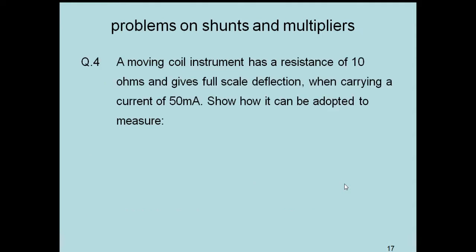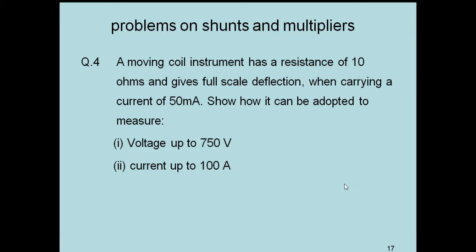We will solve another problem. A moving coil instrument has a resistance of 10 ohms and gives full scale deflection when carrying a current of 50 milliamperes. Show how it can be adapted to measure voltage up to 750 volts, and current up to 100 amperes. So similar.